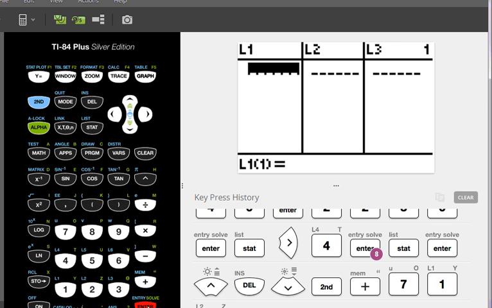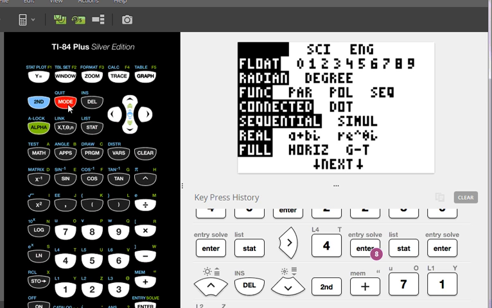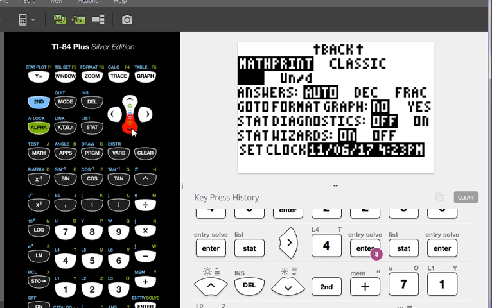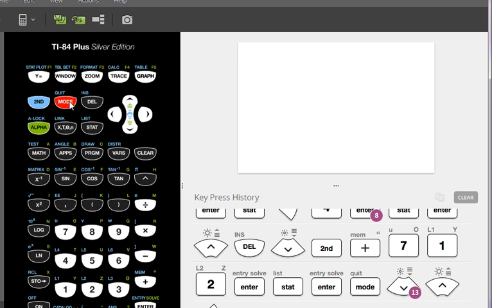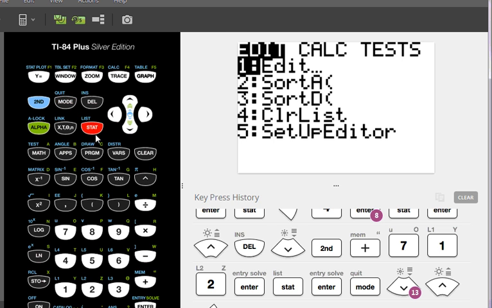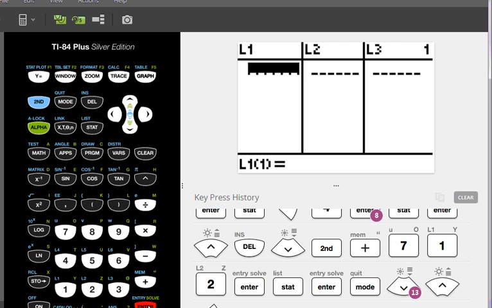So how do I get that correlation coefficient? If you said mode, good job. We're going to go down, go to Stat Diagnostics, and I'm going to go to the right. Okay, I'm going to turn it on. Okay, see how it's now dark on there. I'm going to get out of there, second mode. Okay, I'm going to go to Stat, Edit.